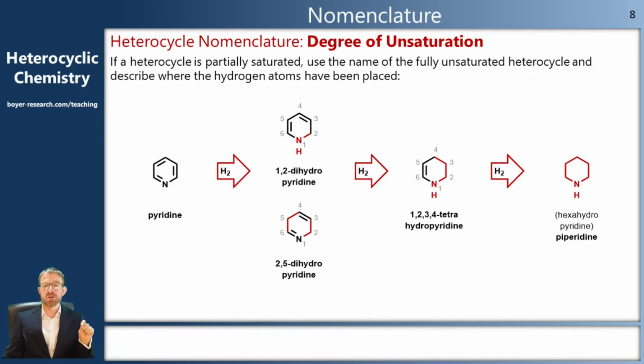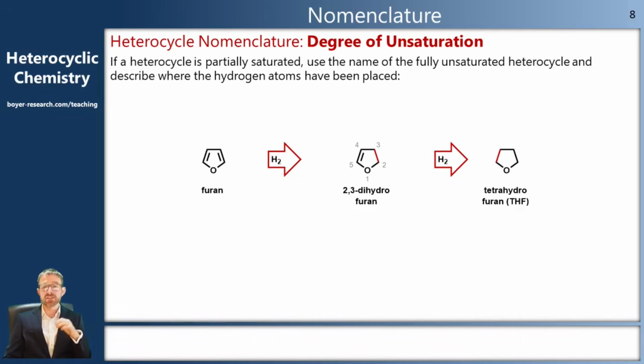So these molecules become dihydropyridines. We can go one step further and we can get tetrahydropyridines. Now obviously, when we go all the way to the next stage, we get a hexahydropyridine, which we call a piperidine. We can do the same thing with furan, where furan starts off as a furan, then goes on to a dihydrofuran, again using the numbers to describe where the hydrogens are, finally getting tetrahydrofuran, or THF.